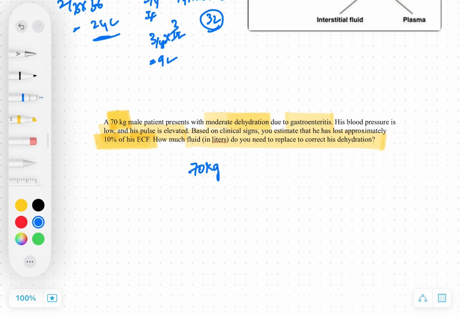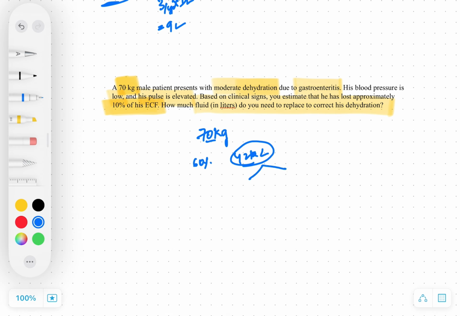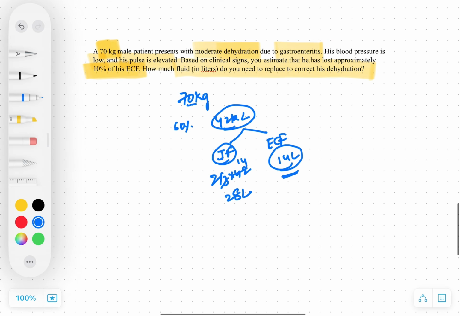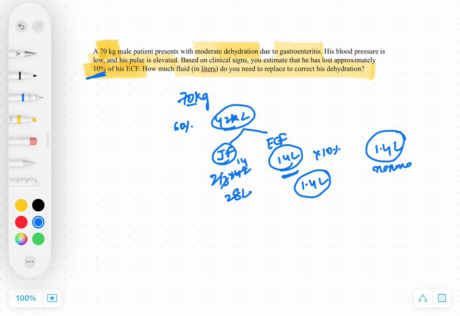For a 70 kilogram male, 60% is total body water. 60% of 70 kilograms is 42 liters. This 42 liters is divided into intracellular fluid and extracellular fluid. Intracellular fluid is 2/3 of 42 liters, which is 28 liters. The remaining 14 liters is ECF. In 14 liters, 10% is lost. 10% of 14 liters is 1.4 liters. So we have to replenish 1.4 liters. We have to give it in the form of normal saline to correct the dehydration.